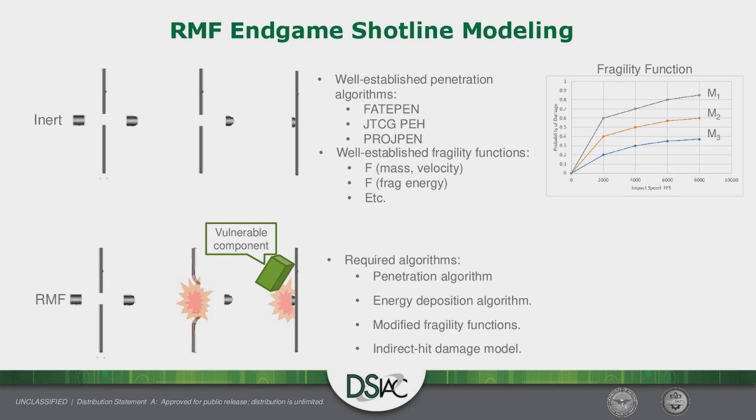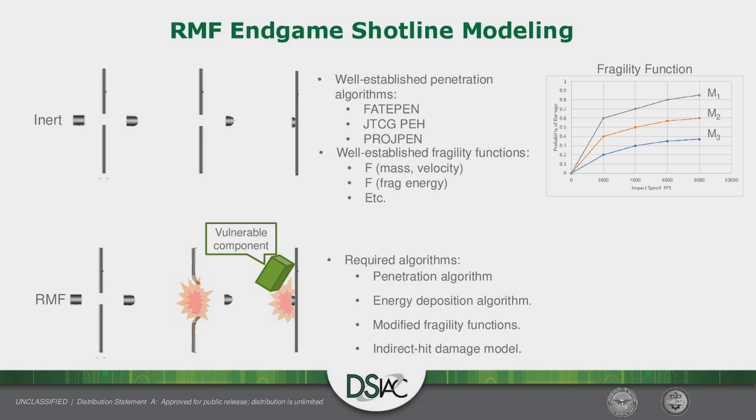To mention three are FATEPEN, the JTCG handbook equations, and ProjPen. All three of these are basically empirical techniques fit to test data. And there's maybe 1,400 tests or so that go into this. And these are well accepted as the way to do this.